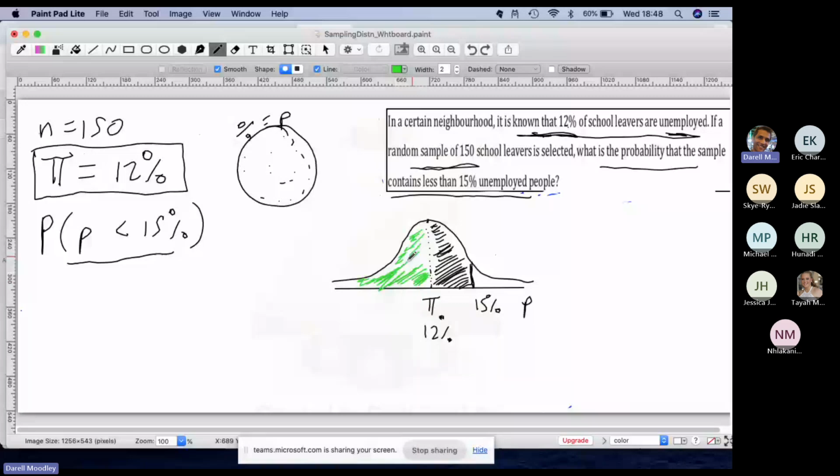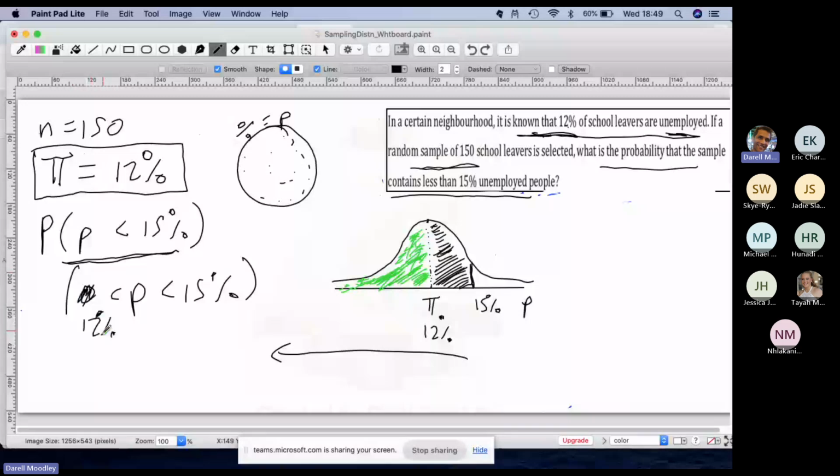Okay, so you need to understand this. Let me write this again. This question, what they're asking us, they're saying P less than 15%. So that means everything less than 15%, all the way to infinity. It didn't say 0 less than P less than 15%. If it did say that, then we would only be talking about the black area, the area between 12 and 15. It's not asking us for that. It's asking us for everything below 15.